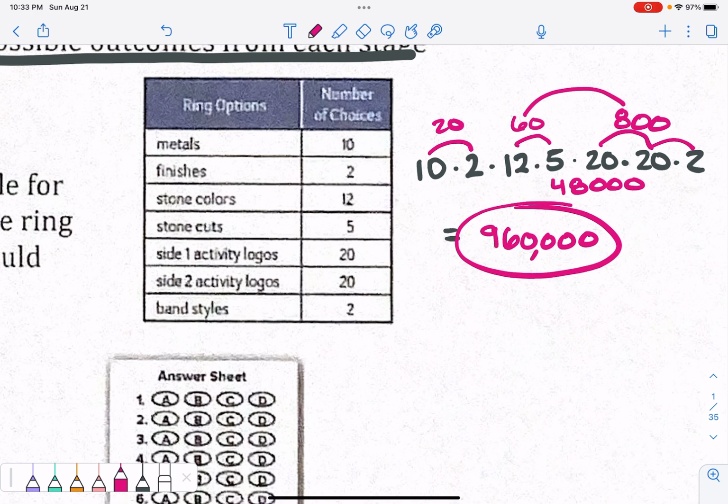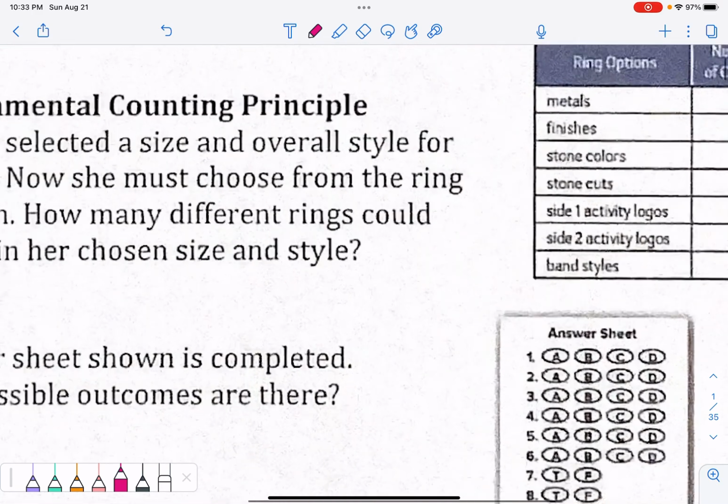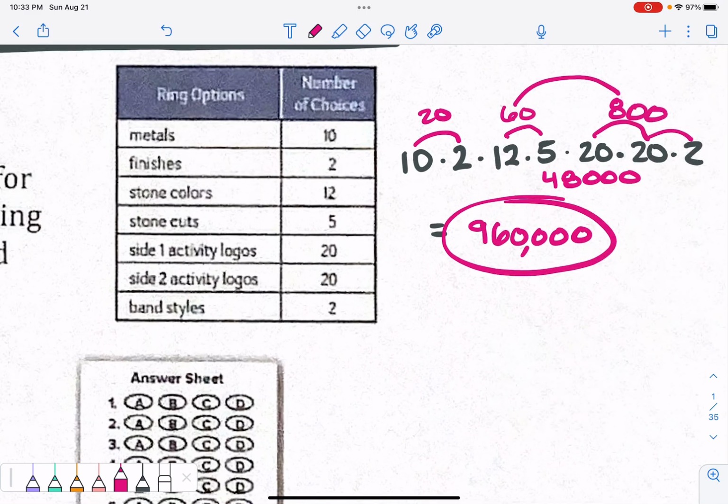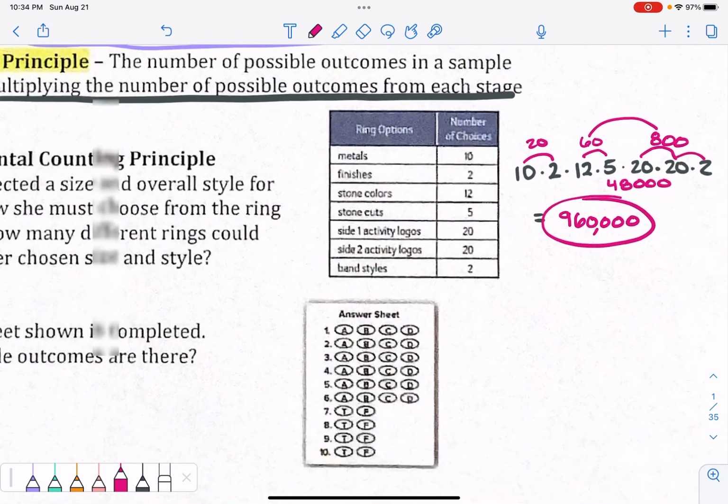That means that there are 96,000. She's already chosen a style. Like, that doesn't even include the different styles that you could have, right? She's already chosen a style, but even after that, there's 96,000 different rings that you can choose. Holy cow. So the chances of you and somebody else picking randomly the exact same ring are really, really slim to none.